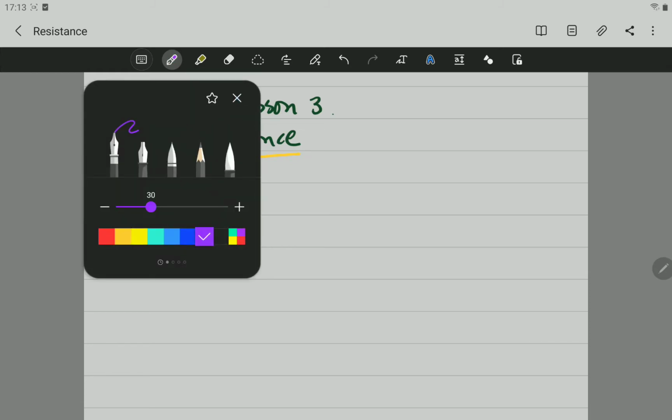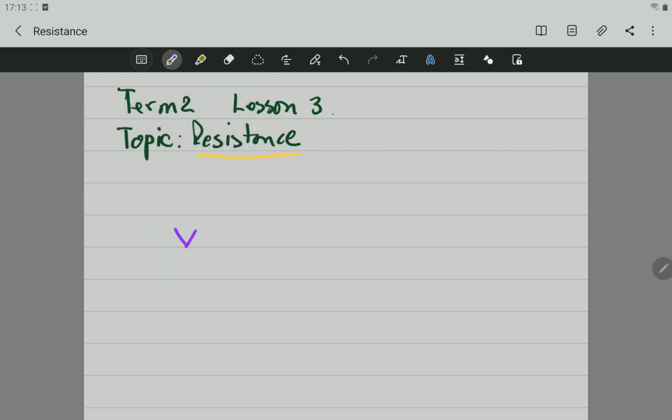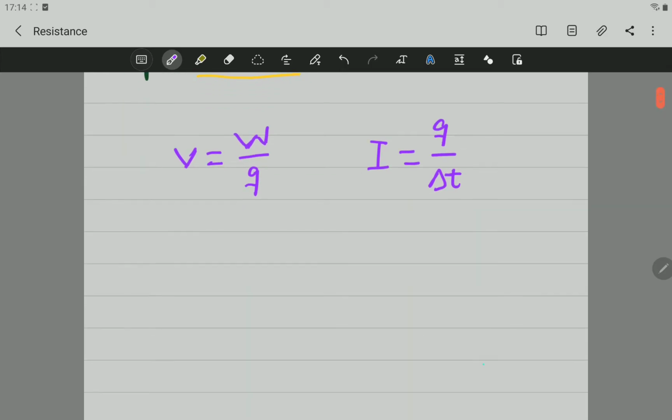In previous videos we learned about potential difference, which we define as the work done per unit charge. Potential difference is equal to work done divided by charge. We also learned about electric current, which is the rate at which charge flows through a circuit or through a component of the circuit. That is electric current, how fast charge flows through a circuit. Now we're going to learn about resistance.